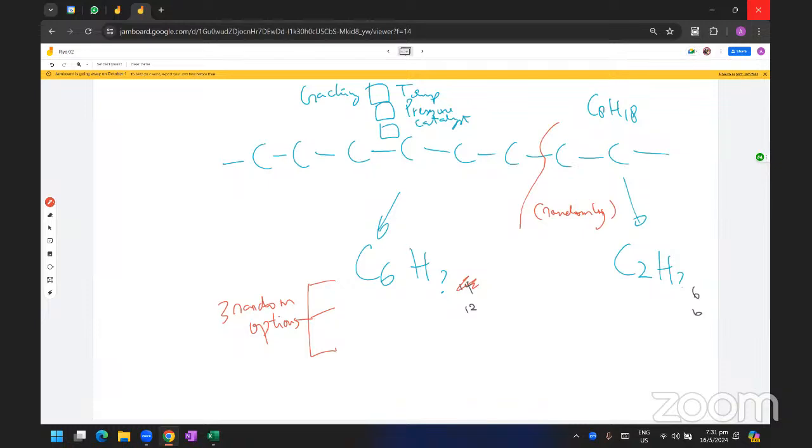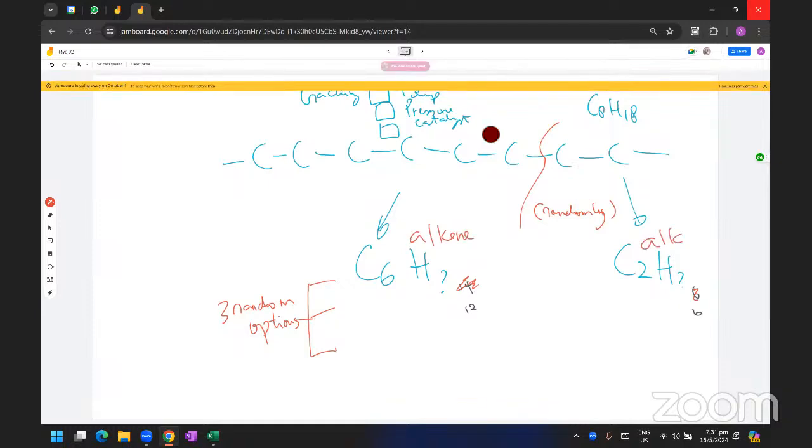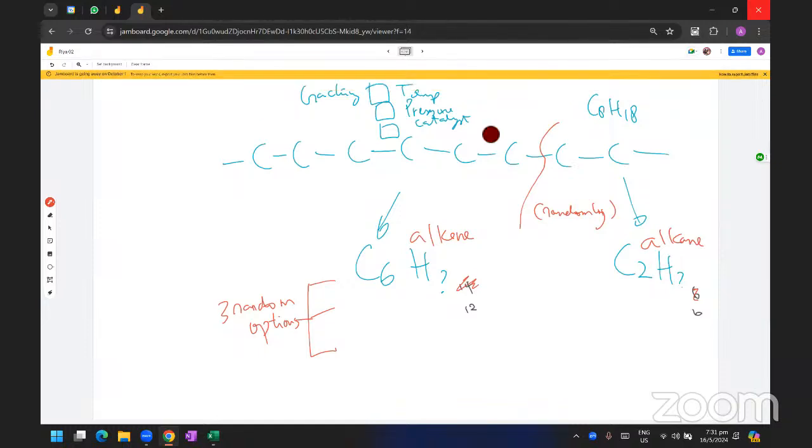Yeah. Now, your first option turns out to be this is alkene. There you go. There's your alkene, but this is still alkane. I hope you don't memorize this. I hope this makes sense. Is it true or not? C6H12 will be an alkene. There will be one double bond. But C2H6 is not alkene. It is alkane.